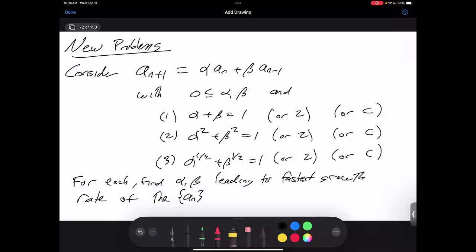So let's do case 1, where we want the sum to equal 2. Fibonacci is treat everybody equally, very democratic. Do you think that's the fastest way to go? That gives you, what do you think might be better?